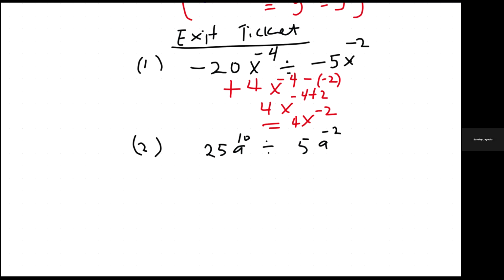So here now becomes 25 divided by 5, which is equal to 5. And this one becomes a raised to power 10 minus negative 2, which becomes 5a raised to power 10 plus 2, which equals 5a raised to power 12. Why? Because the division here is the negative in the middle, and the negative 2 here is the one, making 5a raised to power 12.